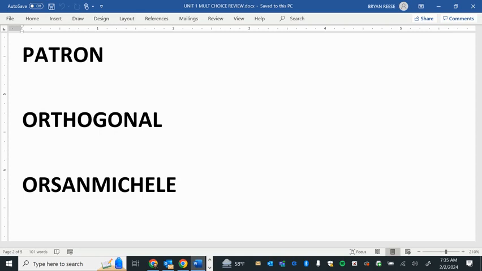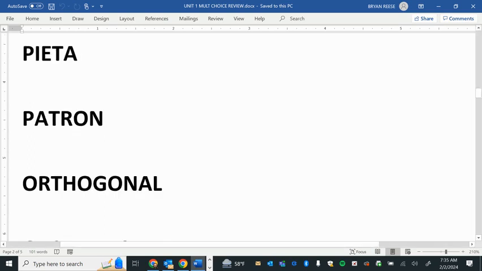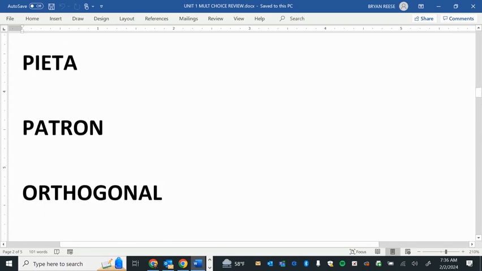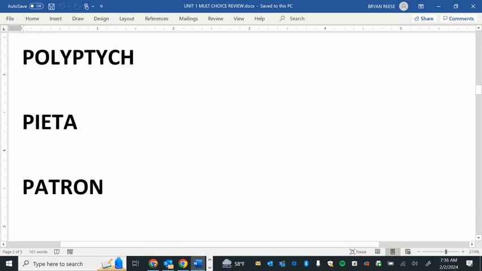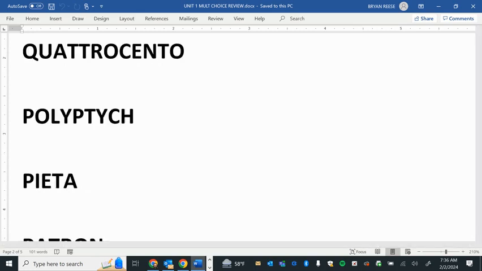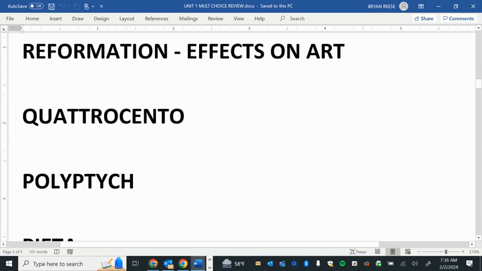And during the Renaissance, we had a huge shift in who commissions artwork, from being only the church to being the church and patrons. You should know what the Pietà is. A Pietà was a common image in the Renaissance, just like the Annunciation and Deposition and Entombment. There were lots of Pietà artworks. You should know what a polyptych is. There's diptych, triptych, polyptych. You should know the difference between them. Quattrocento. You should know what quattrocento means. There's a question about the effects on art from the Reformation.